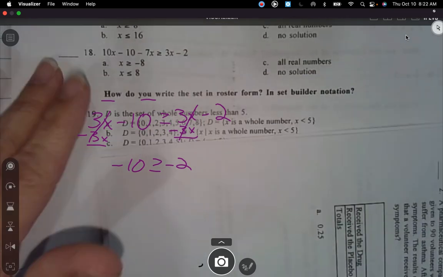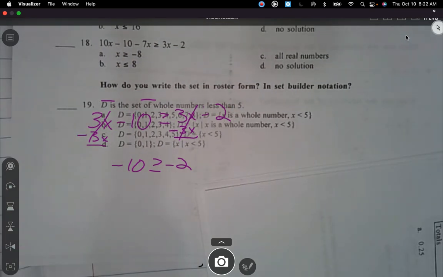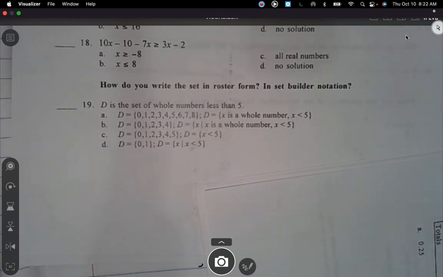Number 19. Let's keep going. All right, this one they want us to write in roster form and set builder notation. Remember, roster form is a list. So what are the whole numbers that are less than 5? They are 0, 1, 2, 3, and 4. Even if you forgot what whole numbers are, you can kind of tell which answer it's going to be right because they all include 0. So it's going to start at 0 and go through 4. It doesn't include 5 because it doesn't say equal to.